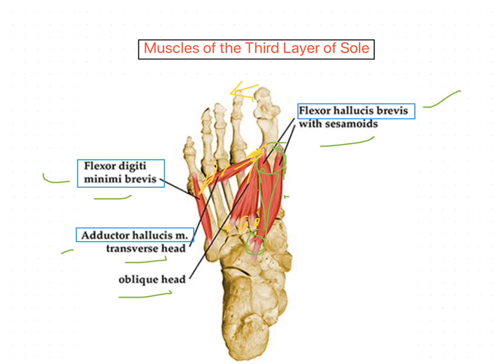Now we will see the flexor digiti minimi brevis. It arises from the base of the fifth metatarsal bone, and it is inserted into the plantar side of the proximal phalanx of the little toe. Looking at the nerve supply, it is supplied by the superficial branch of the lateral plantar nerve. The action of this muscle is to flex the metatarsophalangeal joint of the little toe.